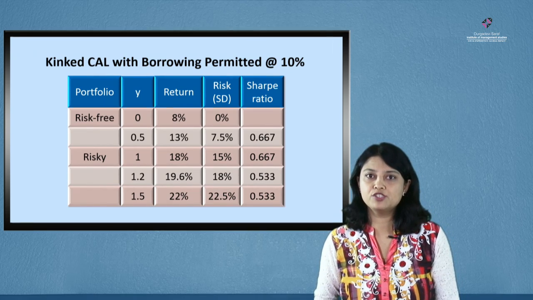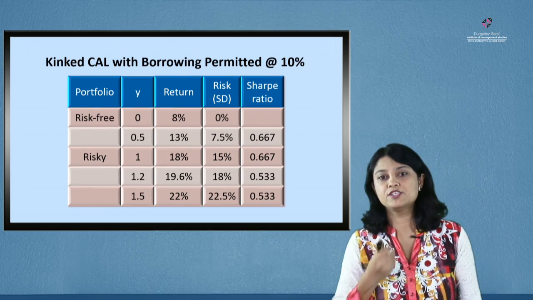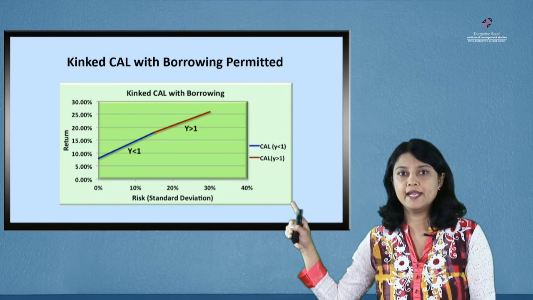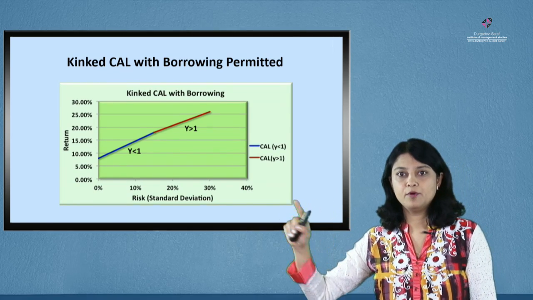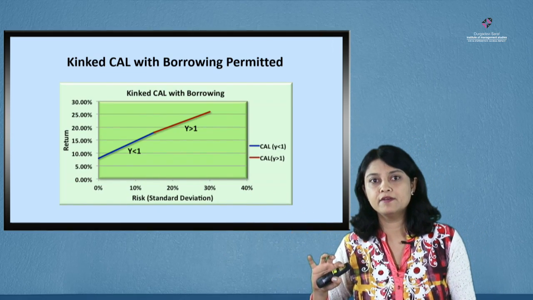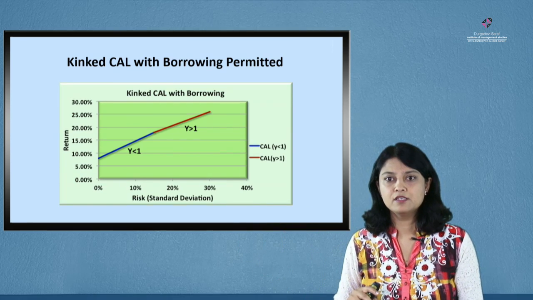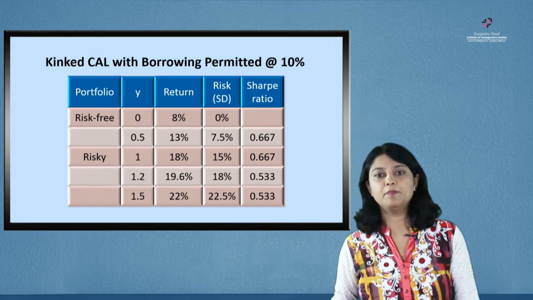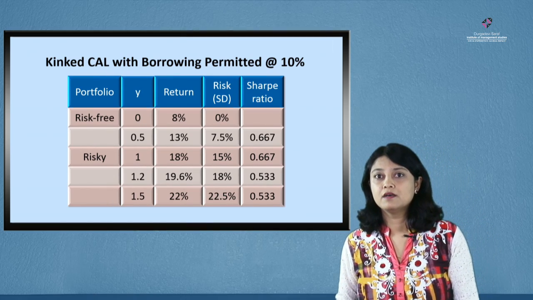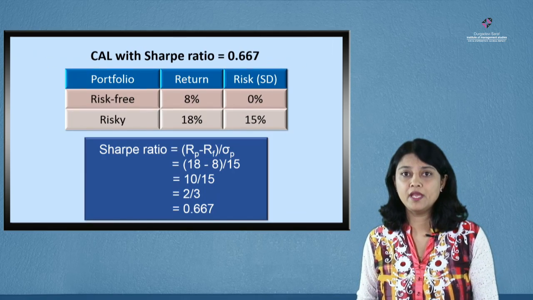Let's check the Sharpe ratio in this case. When we calculate the Sharpe ratio for these two combinations, because these two combinations also fall on this red line, naturally all such combinations which are borrowing fall on the red line. So they must have the same slope. Their slope or Sharpe ratio comes to 0.533. So the Sharpe ratio is decreasing. Now what does that signal to me?